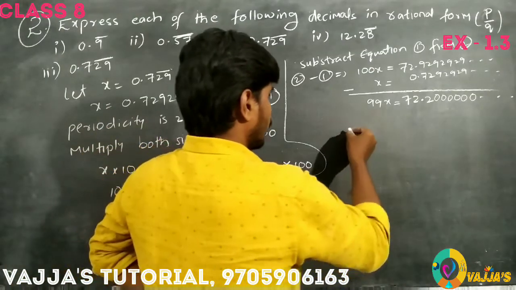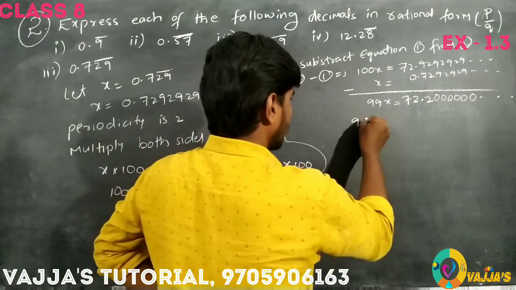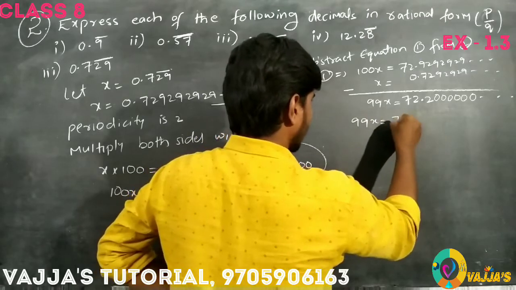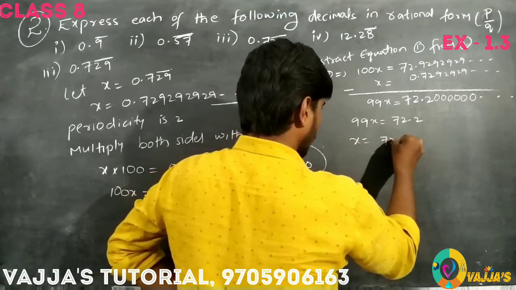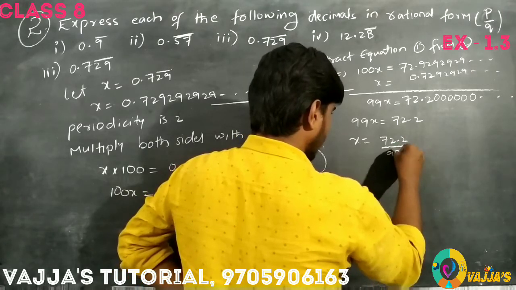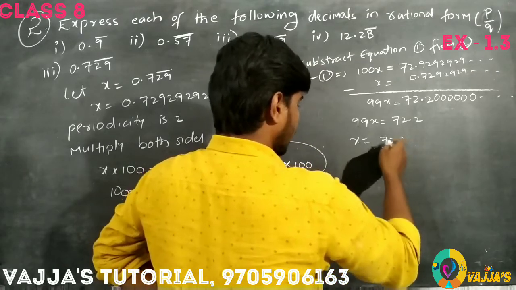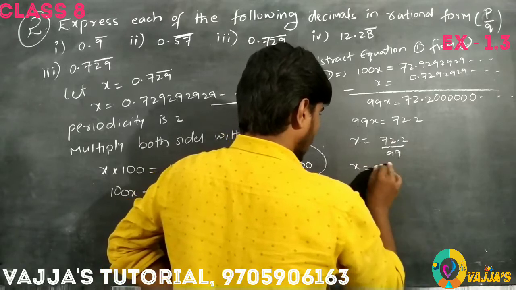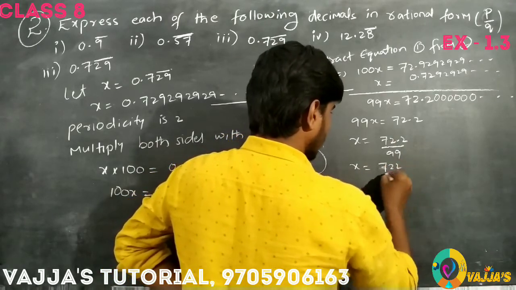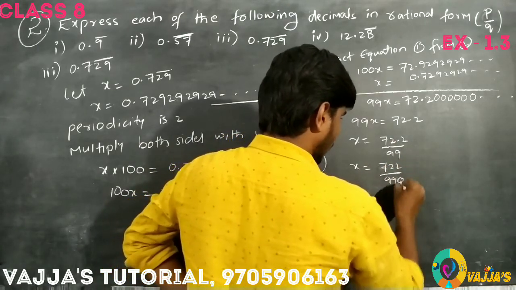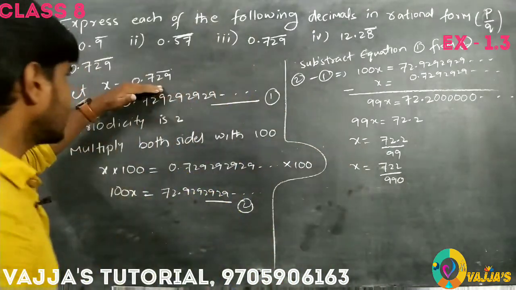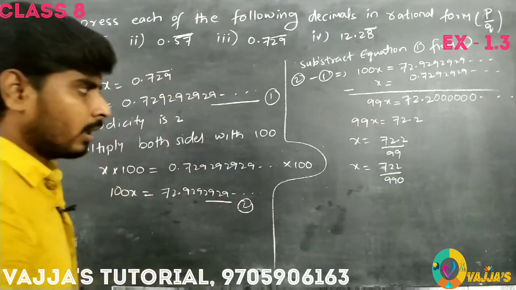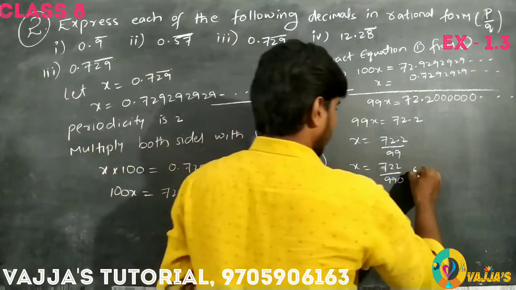Right. So what is the p by q form here? So 99x equals, we can write 72.2. So x is equal to 72.2 by 99. Okay, so I am removing the decimal point here, that is why I am taking a 0 beside the 9. Okay, this is the p by q form of 0.729 bar.